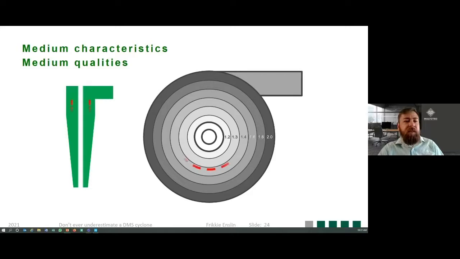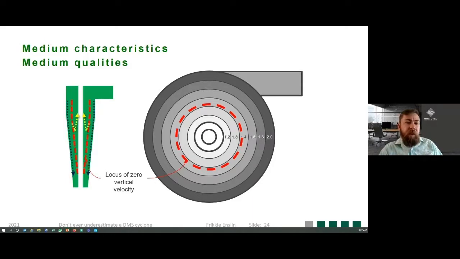Important to note is that there will be a certain area where you have a locus of 0 vertical velocity. Everything inside that red circle will report to your overflow, and everything outside that circle will report to your spigot. And they are indicated as well on the left.